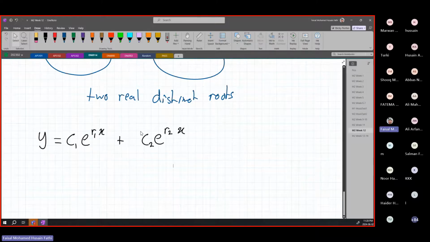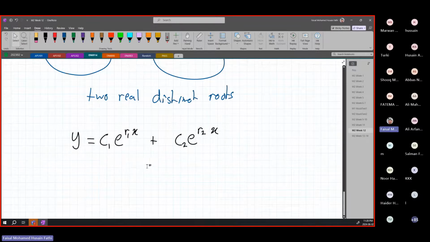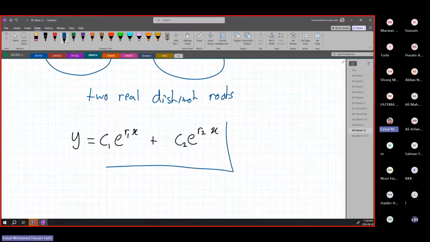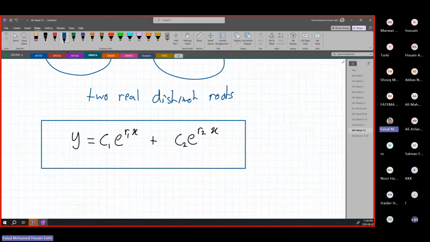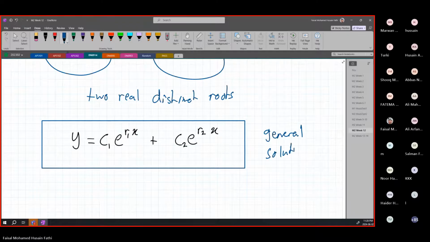This is a constant that is multiplied because we made this based on an assumption. We don't know what the constants are, and these constants depend on something called the initial values or the boundary conditions, which we will be looking at later on. But for now, what you need to know is that this is our general solution for case 1. All right, so this is our general solution.